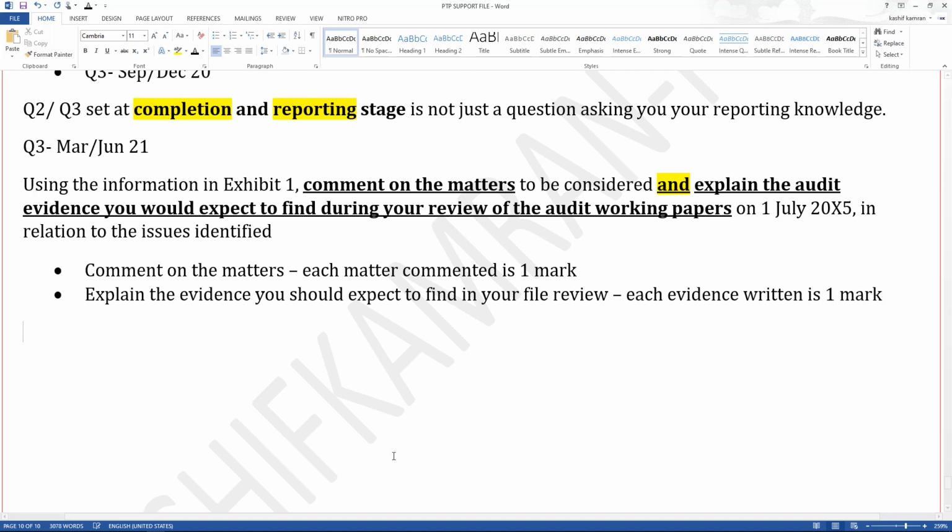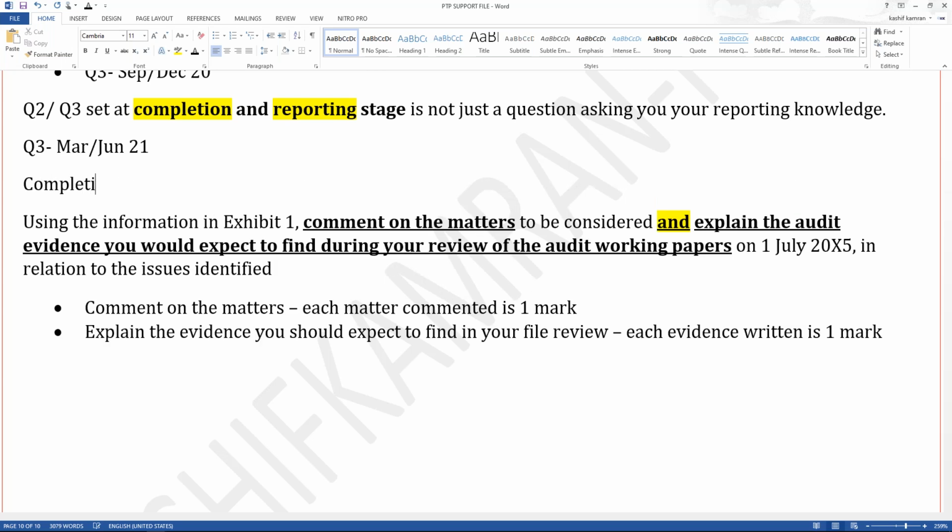Now let's see how many issues we have in this paper on which we need to comment on the matters and explain the evidence. Is it a reporting question? No, this is a completion question. So this is set at the completion stage, and this is the examiner's most favorite question at the completion stage, asking you to comment on the matters and explain the evidence.